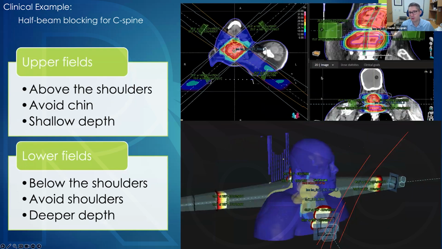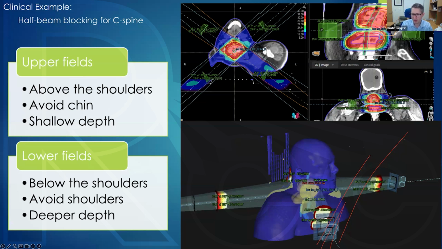And then here's that case I showed near the beginning of this presentation. The dosimetrist actually used a single isocenter and half beam blocking here to treat both of these targets at the same time. So there's no divergence from one target into the other target, which is nice. So you don't have any overlapping dose.